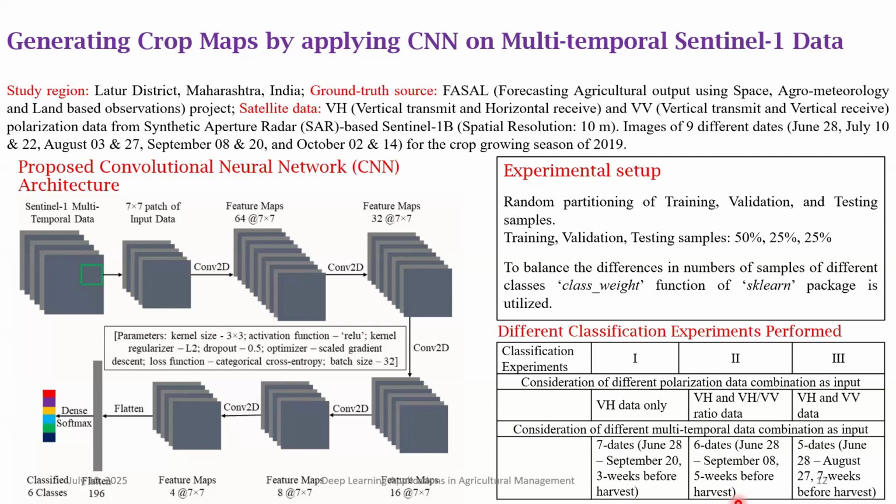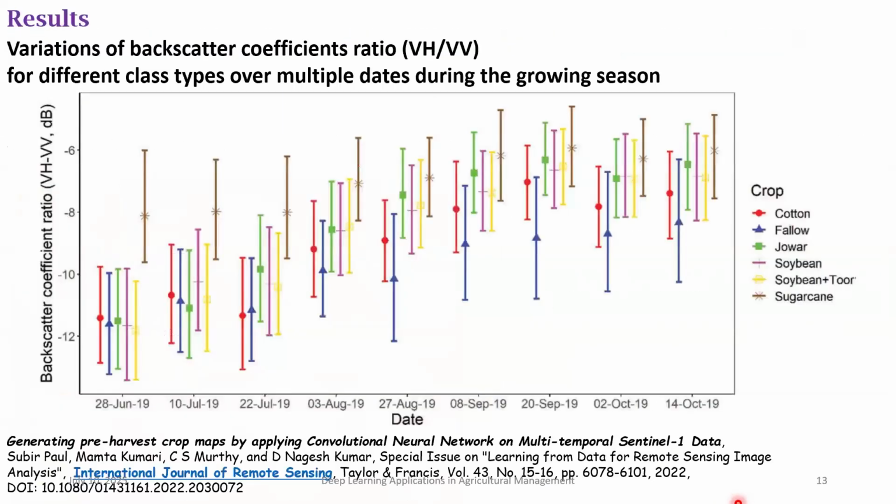Now, I'll not trouble you in going through all the details, but in summary, I can say that even when we are talking about 7 weeks before harvest, we could come up with a reliable crop map like this. I'll show you that in a minute. But before that, this is just for the sake of people working in remote sensing. If you try to use VH-VV data and the ratio during different crop phenological stages, as shown in the dates here, how the VH-VV will vary for different crops.